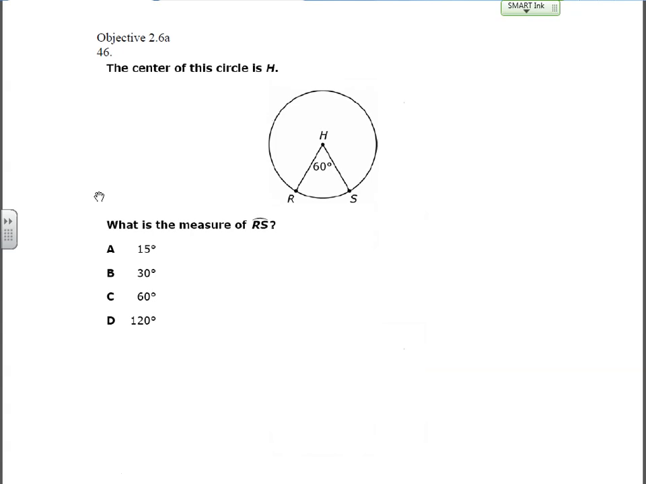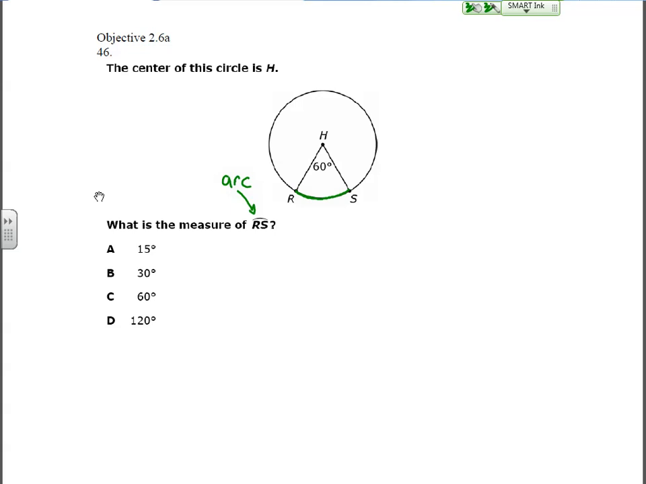It says the center of this circle is H. What is the measure of arc RS? This little hat here refers to arc. You know, geometry has all those symbols, a different symbol for line, for segment, for ray, for an angle. This curved thing over R and S means arc RS, which means it's looking for the measure on the circle, that arc, from R to S.